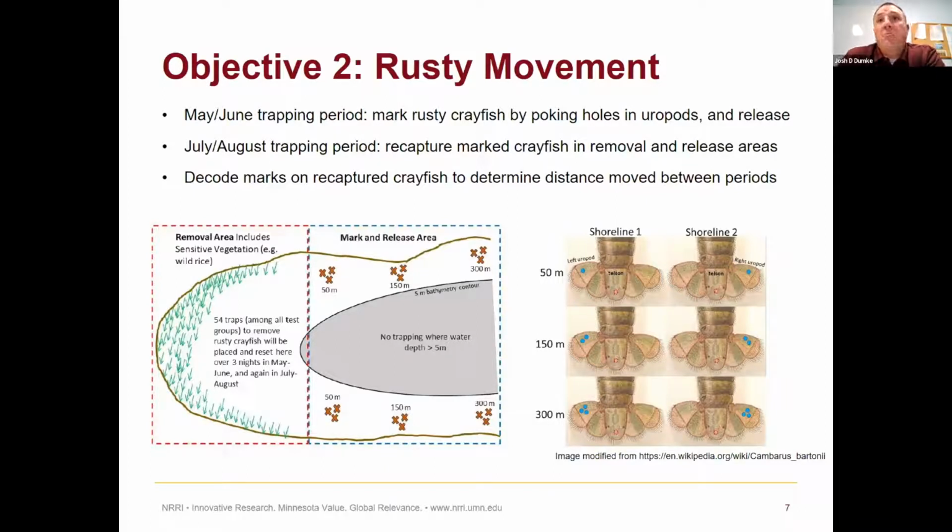And there's going to be a pattern of marking them, which is shown in this image, on where on the uropod and how many holes they're going to be marked with. Then when we come back to the same lakes in the July and August trapping period, we're going to hopefully recapture marked crayfish in both removal and release areas and determine how much crayfish are moving around. And then we can decode where they were originally marked based on the hole pattern and see exactly where they came from versus when we recaptured them.